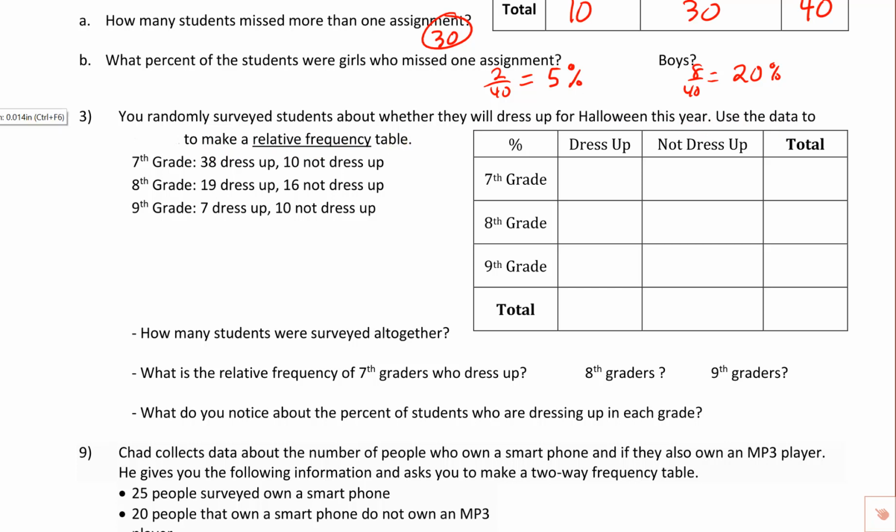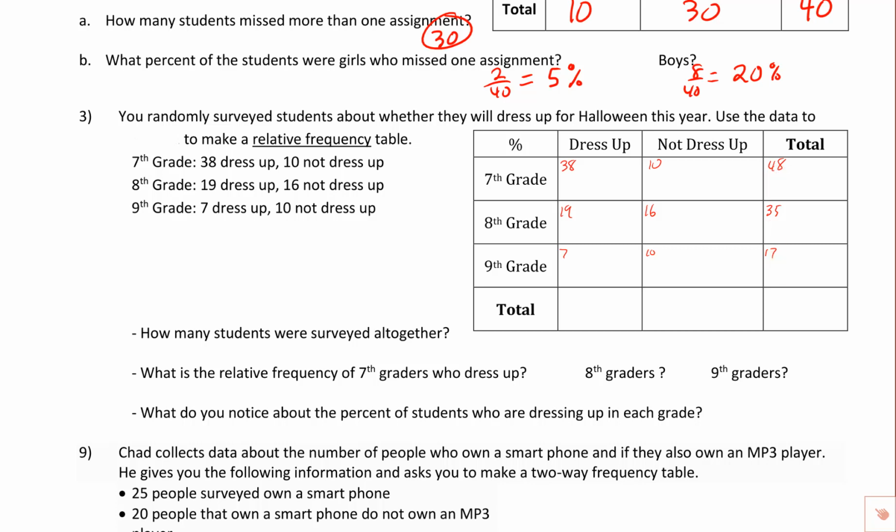So we don't have to do 2 of these. I've got quite a bit of space here. This is what I'm going to do. 7th graders, 38 dress up, 10 do not. So I'm going to do a 38 right here. 38 dress up, 10 do not. That would be a total of 48. 8th grade, 19 dress up, 16 do not. So if we add those together, that would be 35. And then let's see, 9th grade, 7 dress up, 10 do not, and that's going to be a total of 17. So let's go through and add these up.